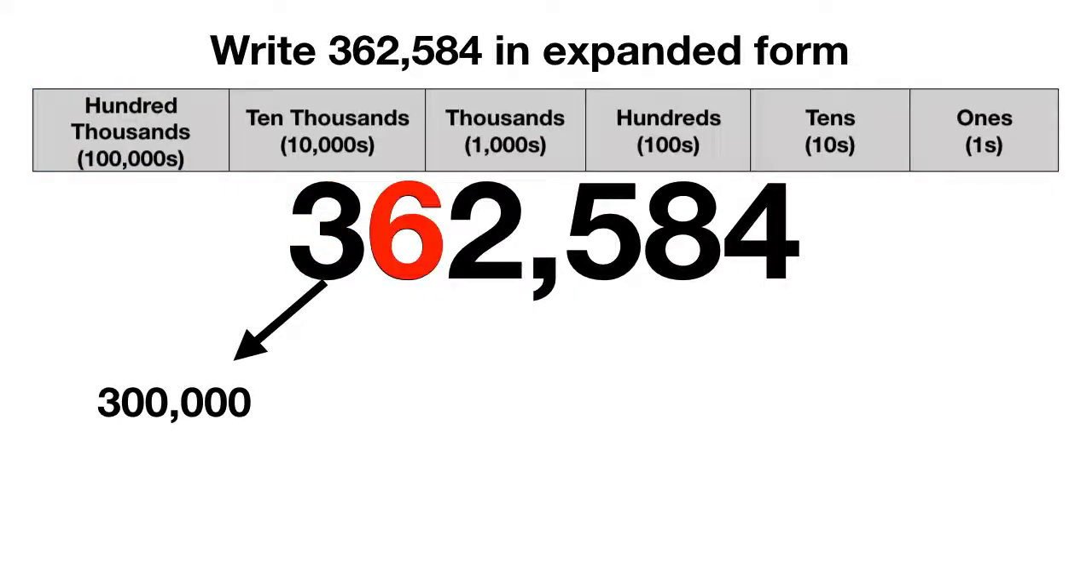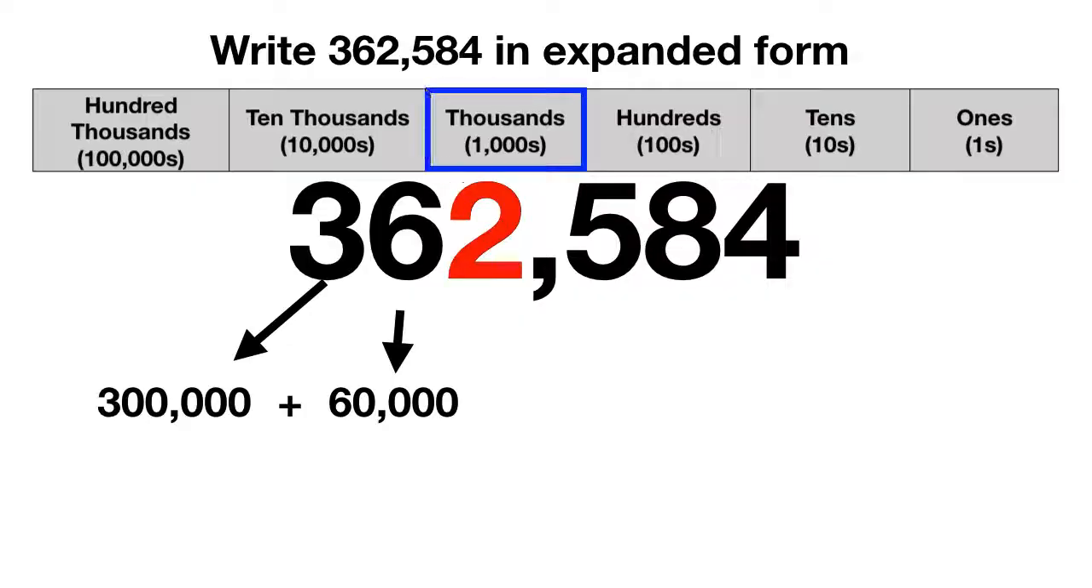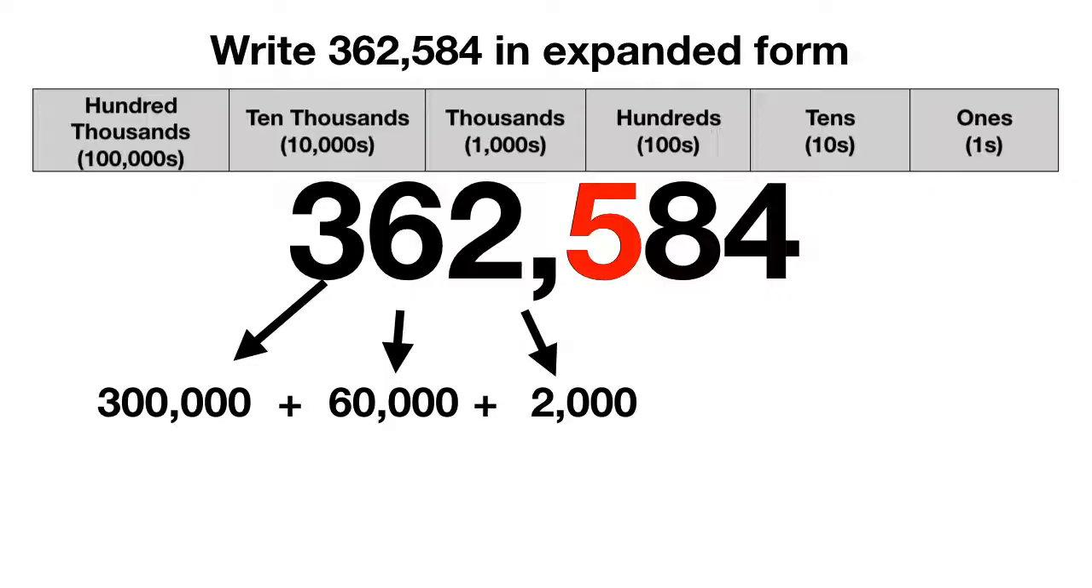Let's look at the 6. The 6 is in what place value? It's in the 10,000s, so it has a value of what? 6 10,000s equals 60,000. Now the 2. The 2 is in the thousands place, so what is its value? 2 thousands is equal to 2,000. The 5 is in what place value? The 5 is in the hundreds, so it has a value of 500.